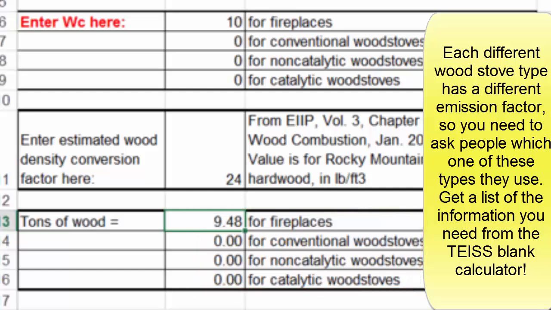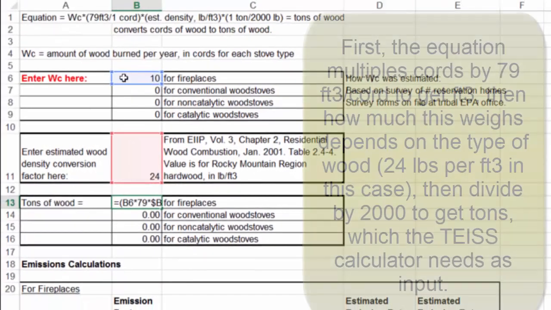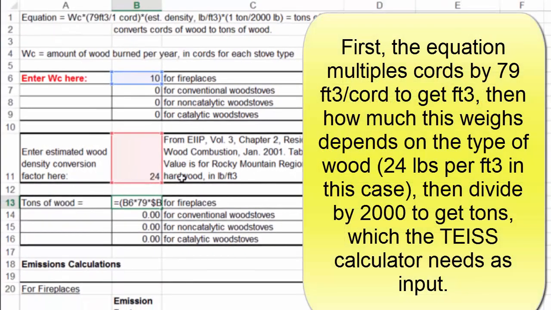And it's written out. When you click on it, you can see what cells are used to calculate that number. So it multiplies the amount of cords by 79, which is the density, and it multiplies that by 1 over 2,000, and then it gives you the value.